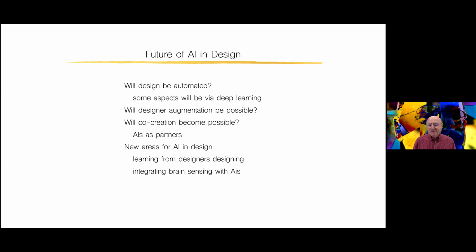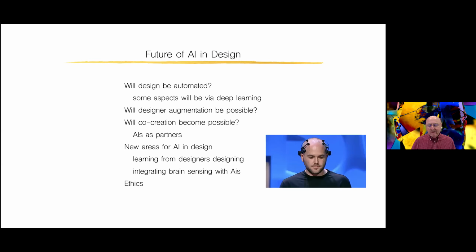Integrating brain sensing with AIs, and I'll come back to that in a minute. And then, of course, ethics. The trouble with AI is that we have not yet found how to imbue AIs with ethics. And we have trouble with humans about ethics too, but this is a different issue.